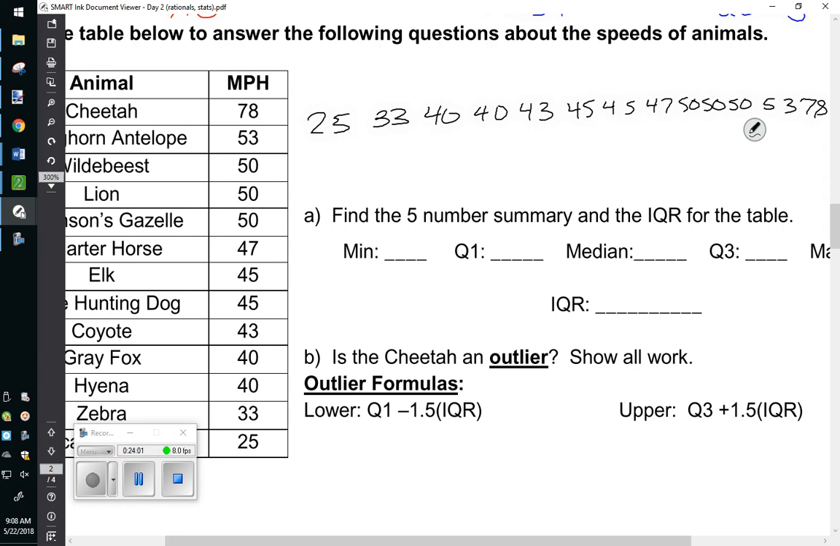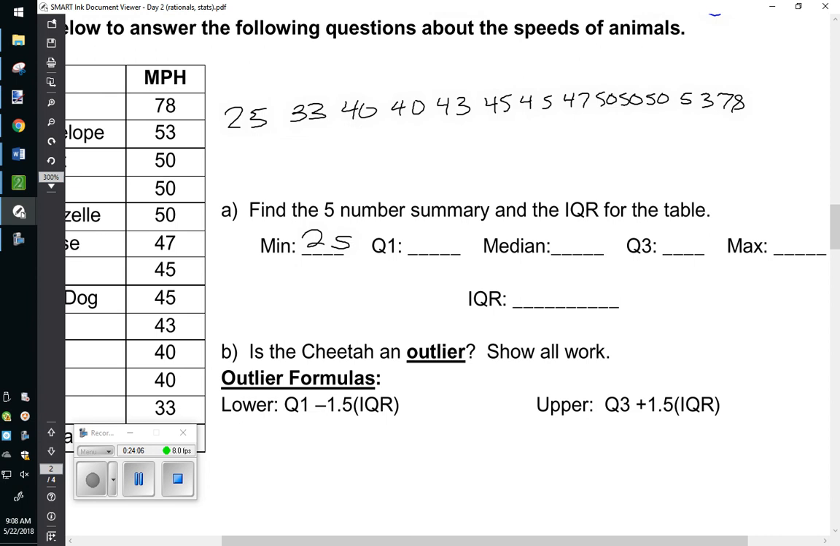The smallest number is 25. The biggest number is 78. Man, that's really ugly right here. I got to rewrite that. 50. All right, that's a little better. Median is the one in the middle, so I got to count. 1, 2, 3, 4, 5, 6, 7, 8, 9, 10, 11, 12, 13. So I want the seventh number. 1, 2, 3, 4, 5, 6, 7. 45 is the one in the middle.